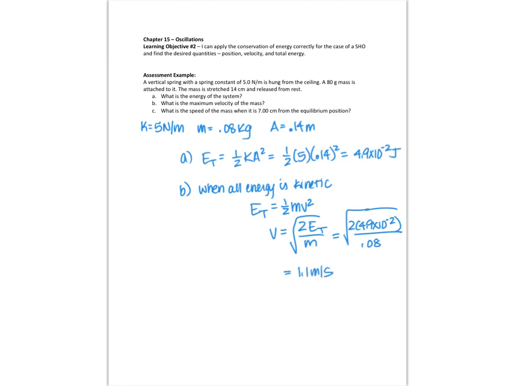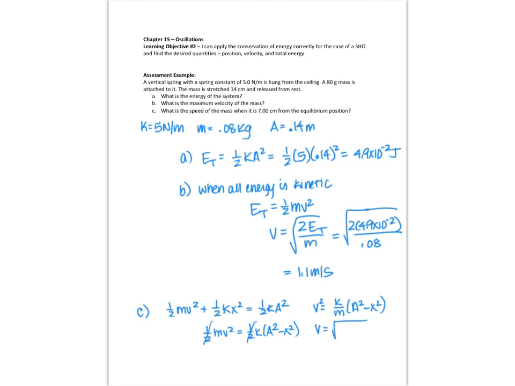And finally, we want to find the speed when it's 7 centimeters from the equilibrium position. So this is more involved because we have to look at the total energy as being partly kinetic and potential, adding up to the total energy of the system. I can get rid of the half terms, and v squared can be written as k over m, A squared minus x squared. To find v, we take the square root of all that.